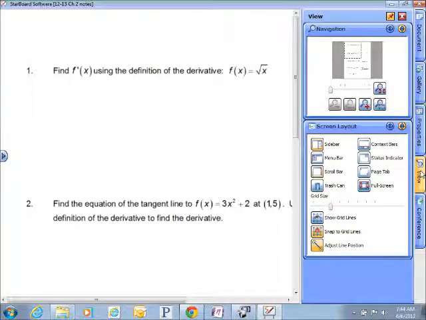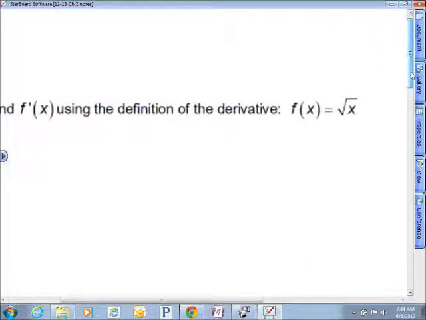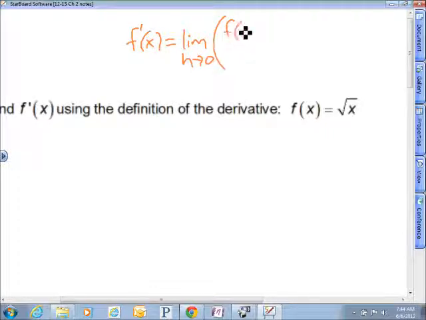So the definition of the derivative, I'm going to make this a little bit bigger here so that I've got some room to work. Let's write down what that definition of the derivative is that I just put in a box. And I'm going to use the h version. F prime of x equals the limit as h approaches 0 of f of x plus h minus f of x over h, and we're going to take the limit of that whole thing.